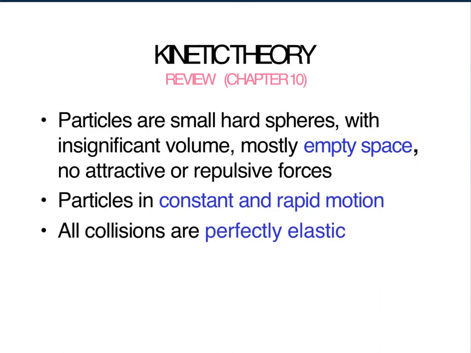According to the kinetic theory, we know that the gas particles are small hard spheres. They have insignificant volume, mostly empty space, no attractive or repulsive forces. And also, according to the theory, these gas particles are in constant and rapid random motion, and the collisions are perfectly elastic. Okay? Also, remember there are two things wrong with the theory: the insignificant volume and the no attractive or repulsive forces. So remember, just put a little star next to those. Those are the two things that are actually incorrect about the theory, and we will talk more about that later.